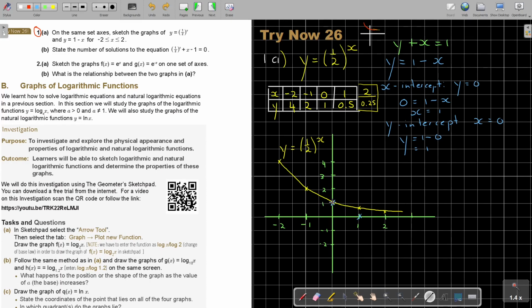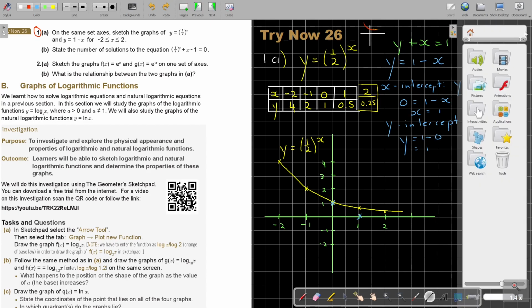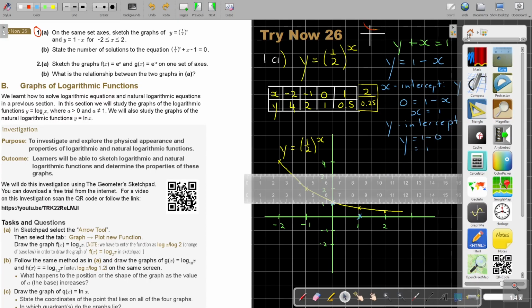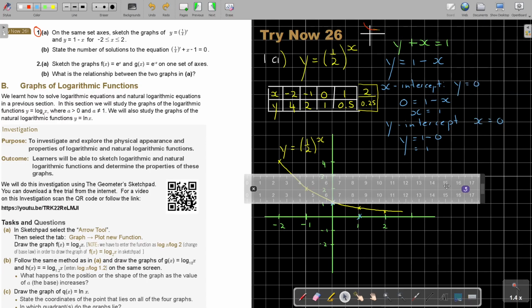I must actually extend. It's a bit more difficult for me because I can't just put a ruler. Let's just see if I can find a ruler. Pictures, shapes, applications, a ruler. Okay, I have it. But then I must just move my ruler.